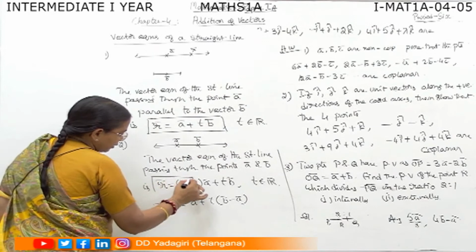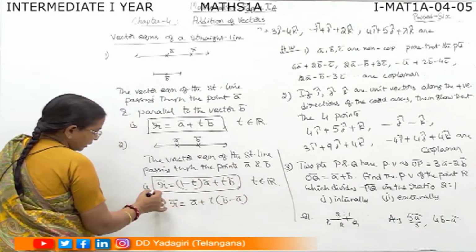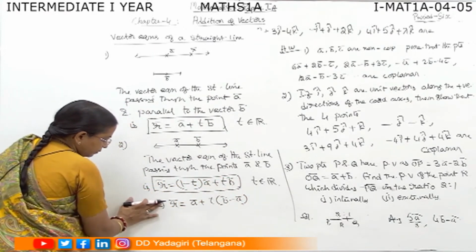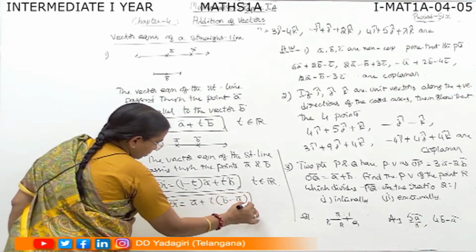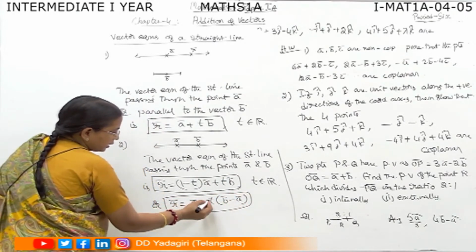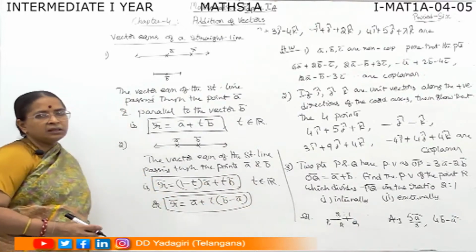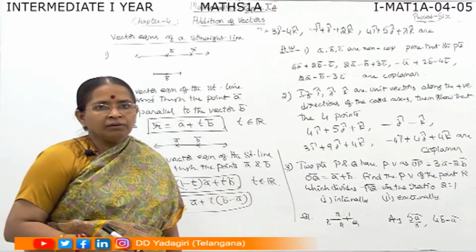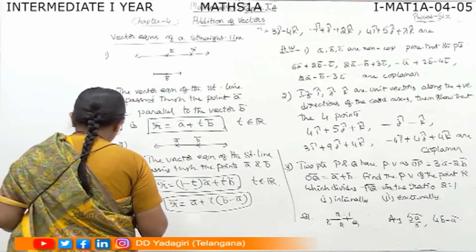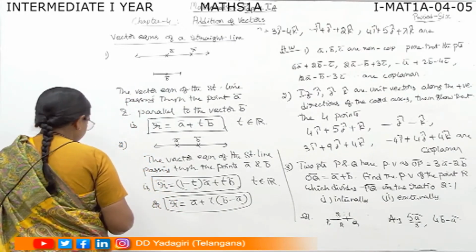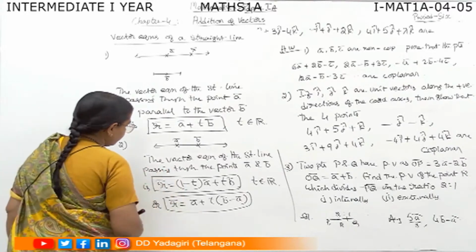r equal to 1 minus t into a plus tb, or you can write the same equation as a plus t into b minus a, where t is a scalar. So this is about the vector equation of a line passing through 2 points.